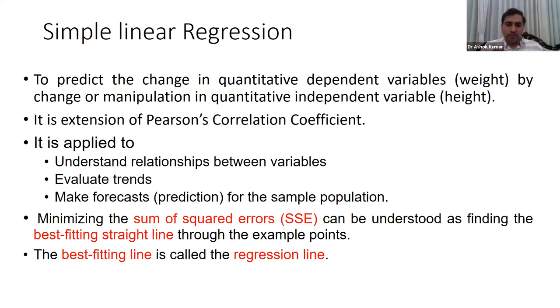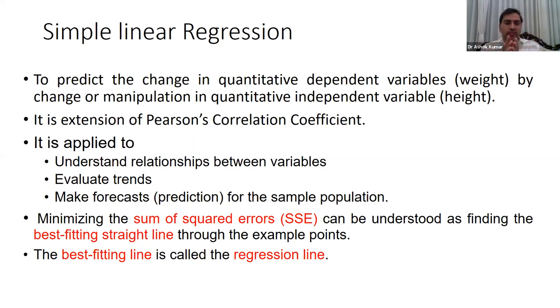Suppose in simple linear regression we will get a mathematical equation. Due to this mathematical equation, we can predict or calculate weight according to height. Okay, you have to remember this: minimizing the sum of squared error can be understood as finding the best fitting straight line through the example points.